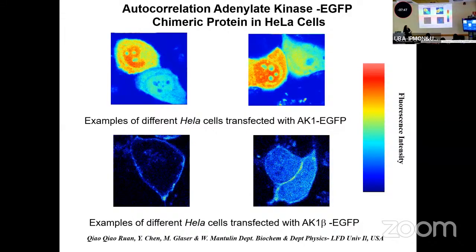So we're almost done. So let's take a look at what happens in cells. Most of us are interested in cell work. And this is an experiment that was done in Rico's lab in Urbana-Champaign with a postdoc and student that became postdoc there. And she was doing this work on adenylate kinase tagged with GFP in HeLa cells. And there are different examples of HeLa cells. One was expressing adenylate kinase 1, and the other one adenylate kinase 1 beta. And you could see that this protein is cytosolic, it's everywhere in the cell, and this protein here is localized to the plasma membrane.